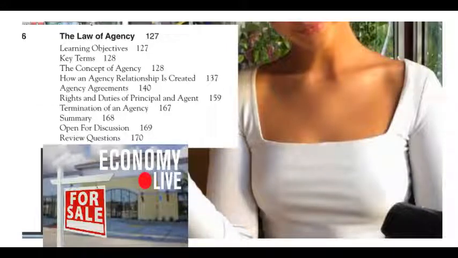Describe the contents of a typical residential listing agreement and buyer-broker agreement. List the rights and duties of principal and agent. Explain the contents of the real estate transfer disclosure statement and the agent's inspection disclosure. And recognize the ways in which an agency relationship may be terminated.